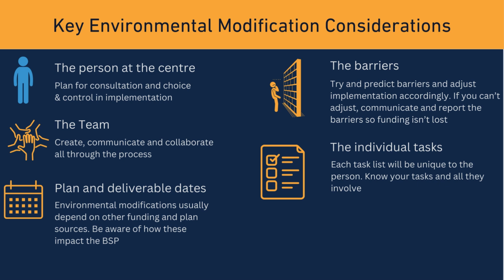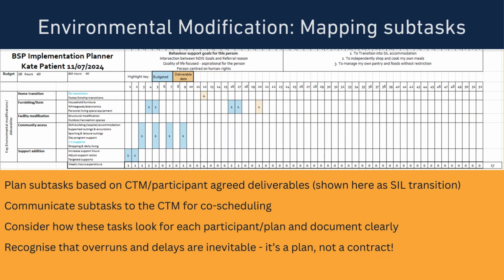And then make sure you understand the individual tasks. Look at the implementation spreadsheet and consider that each task list is going to be unique to the person. Know all the tasks, know all that they involve in order to achieve them. I've taken an excerpt from the implementation spreadsheet here, just focusing on the key environmental modification deliverables. So you can't see the other aspects to do with reporting or communicating care teams, etc.